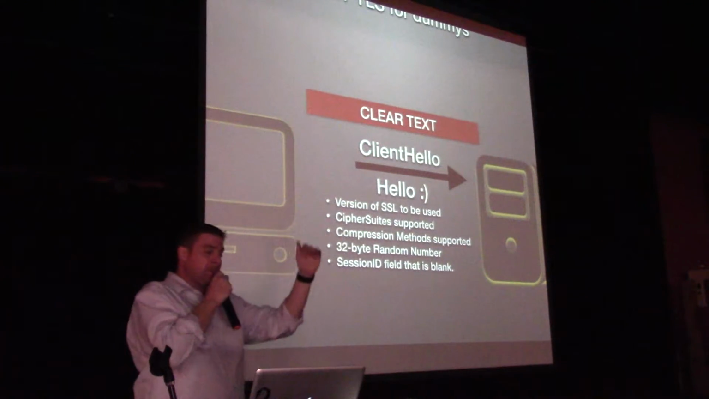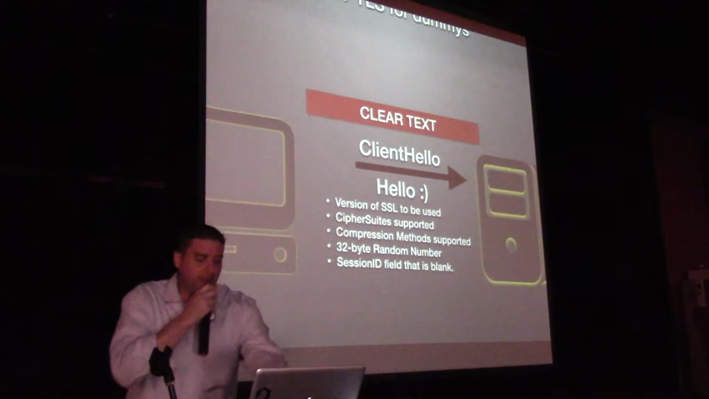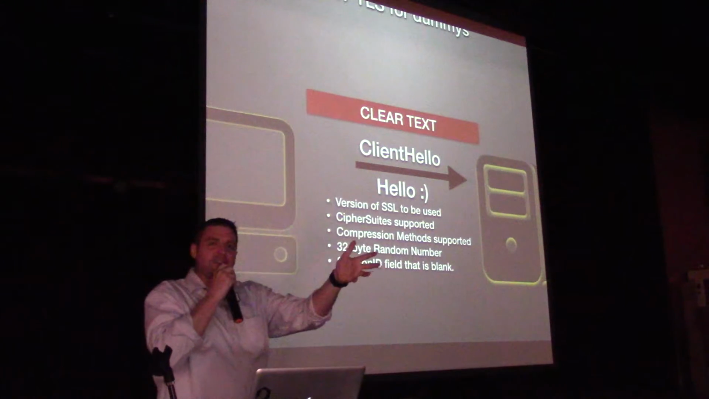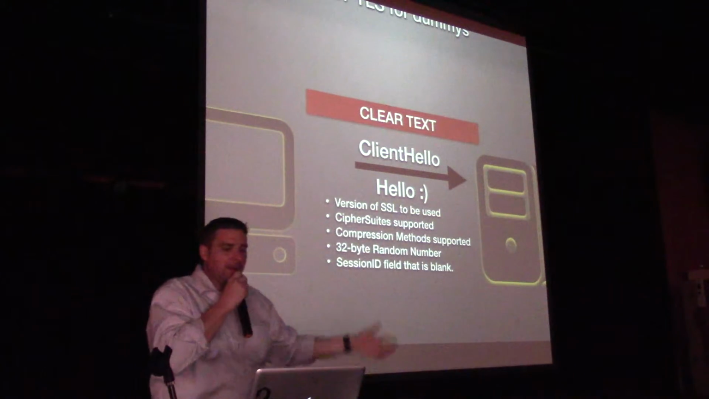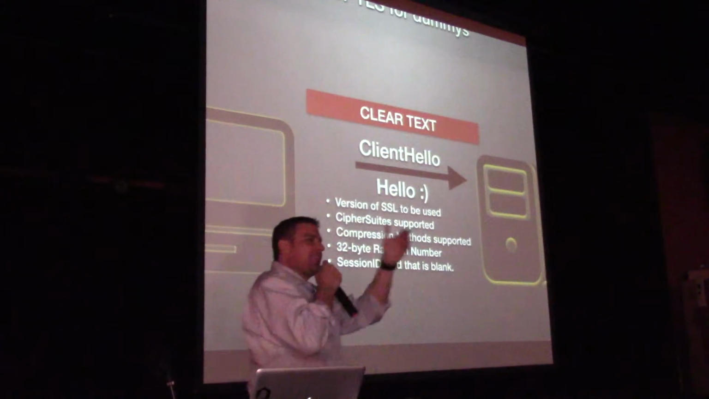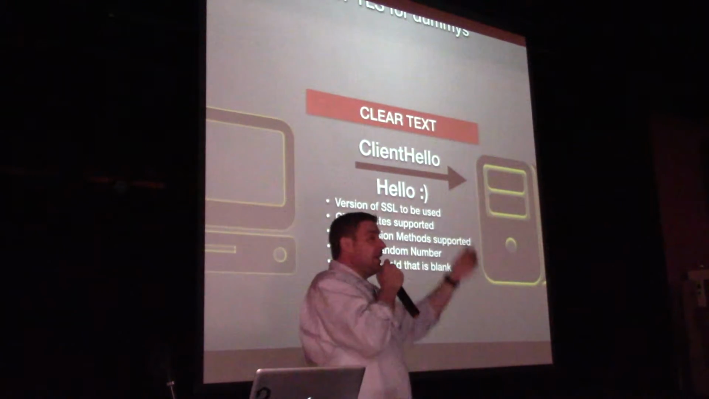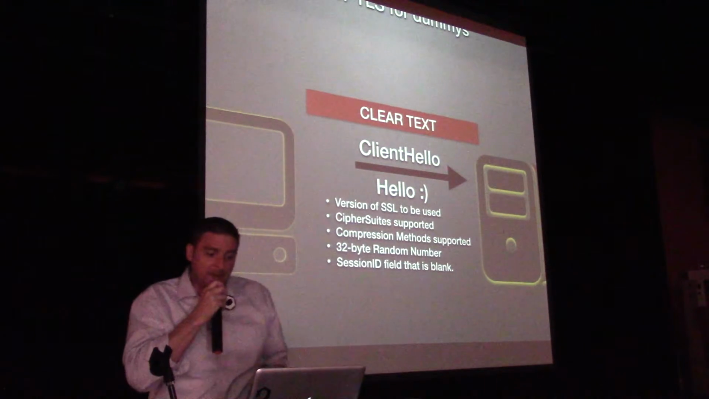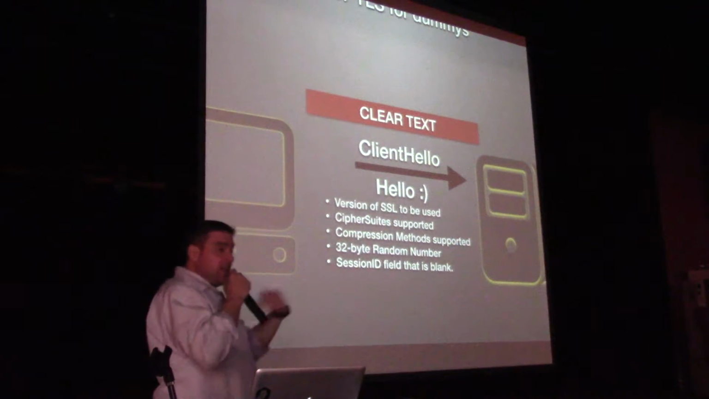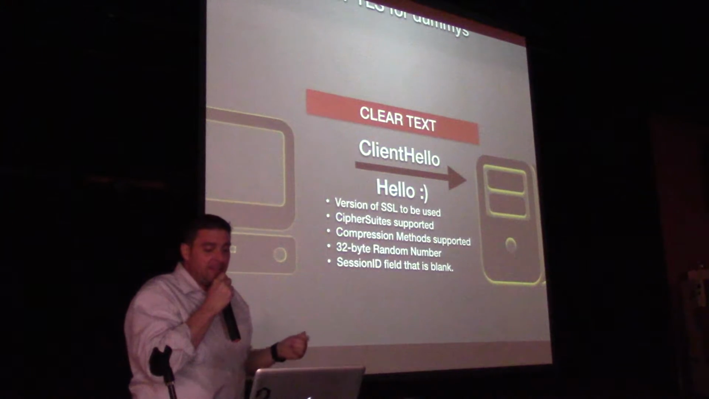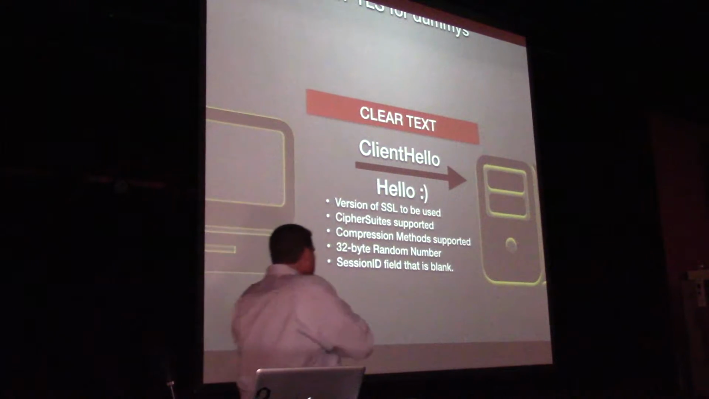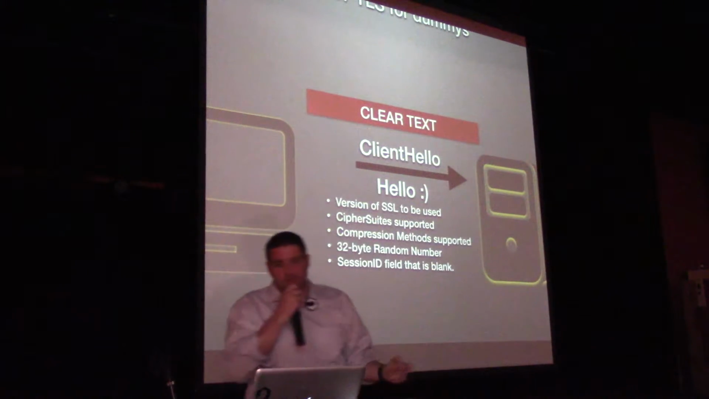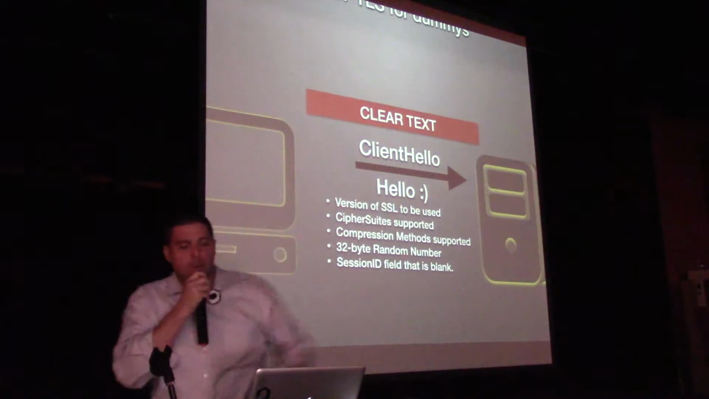First of all, my computer compiles a bunch of data about itself. It says, hey, here are the different versions of SSL or TLS that I know about. Here is the list of cipher suites that I know about, in order that I would prefer to use, from strongest to weakest. It also conveys the types of compression methods that I know about. Then it adds a 32-bit random number, creates a session ID field, and sends the request to the web server.